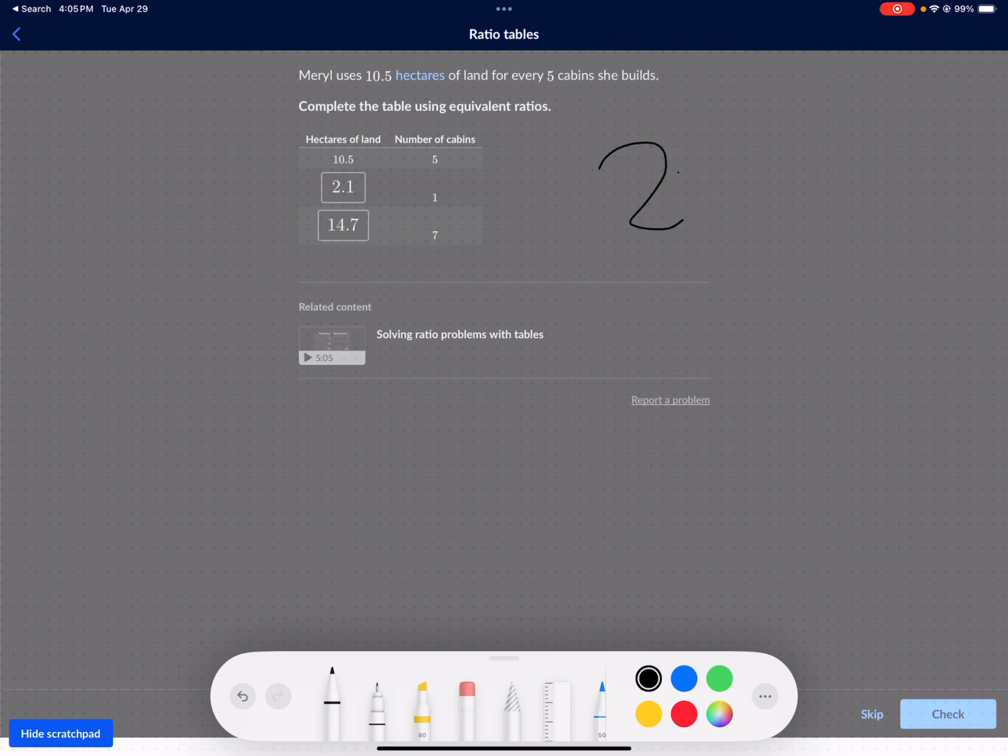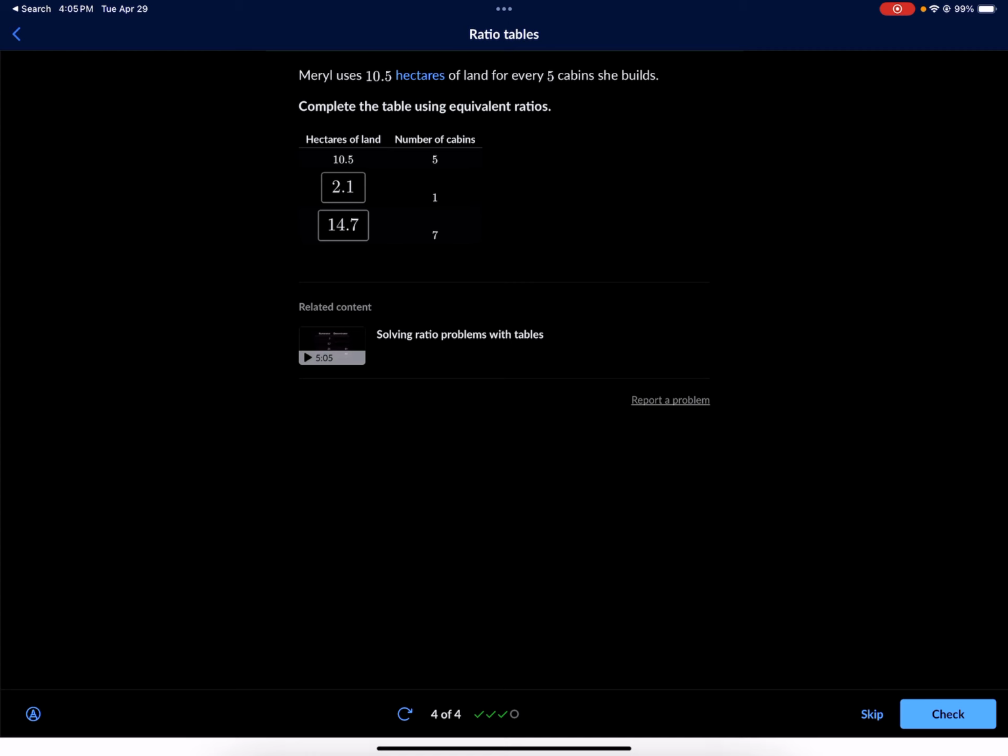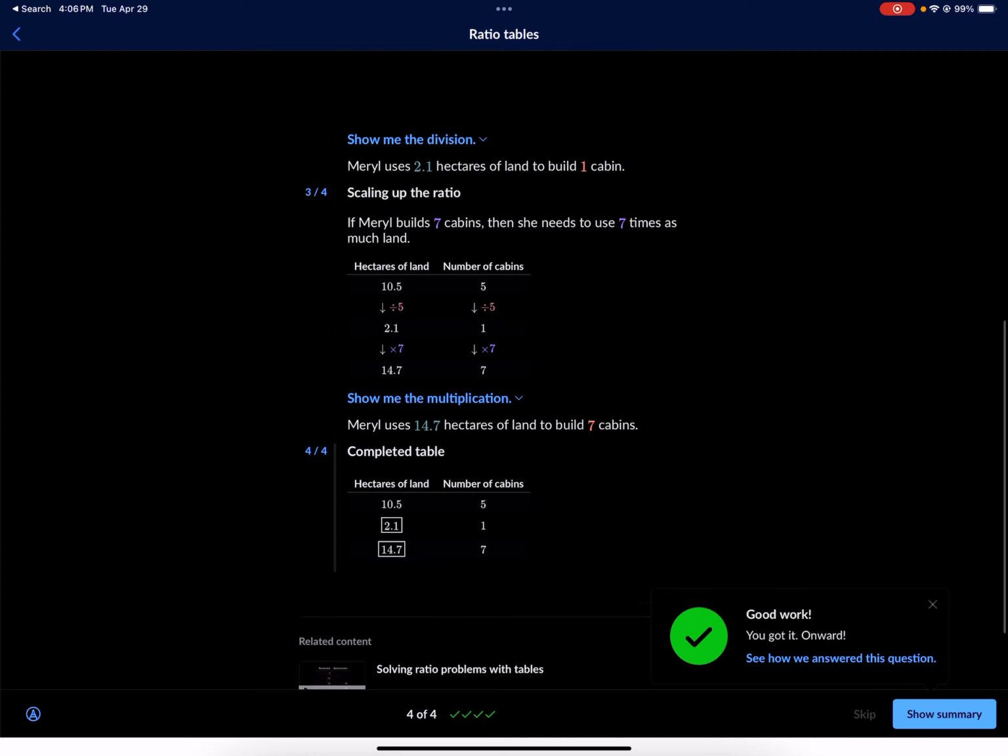21,000 square meters per cabin. And just to put that into perspective, this is like 2.1, that's a kilometer. These are some big cabins. I will tell you that right now. These are some pretty hefty cabins.